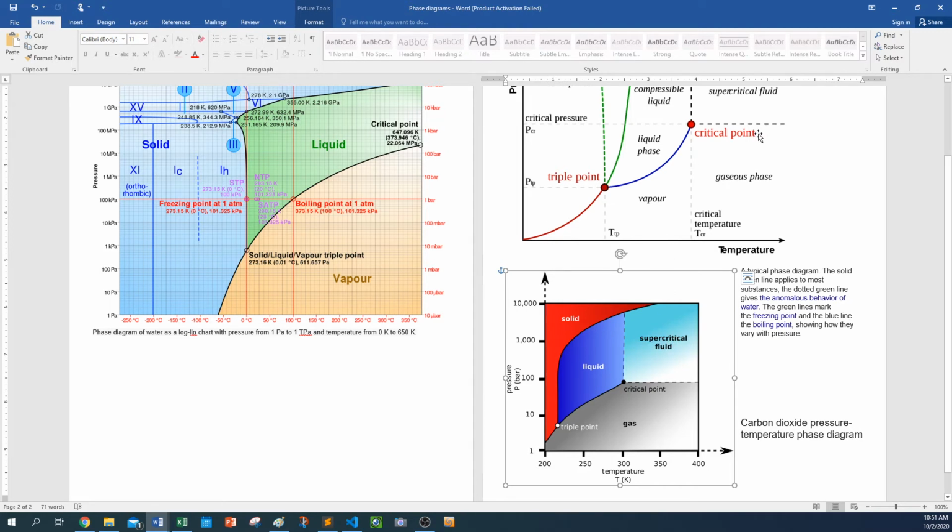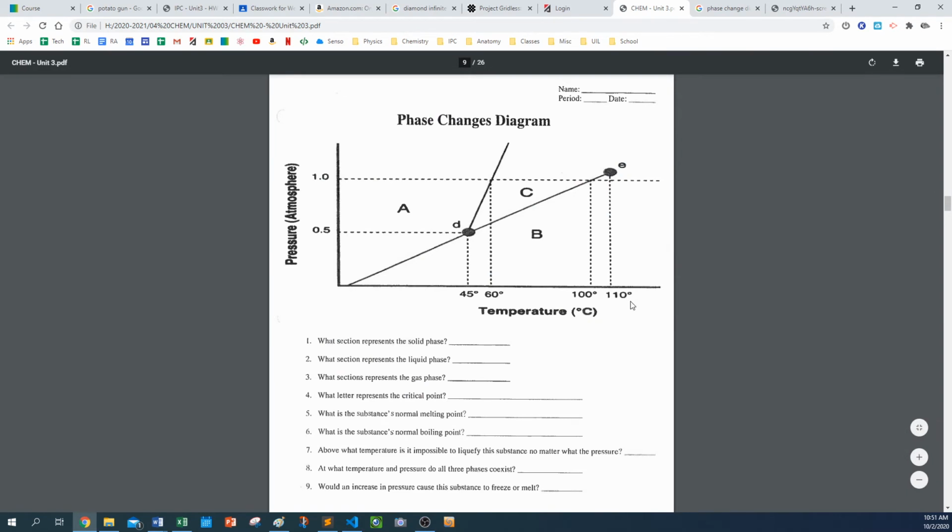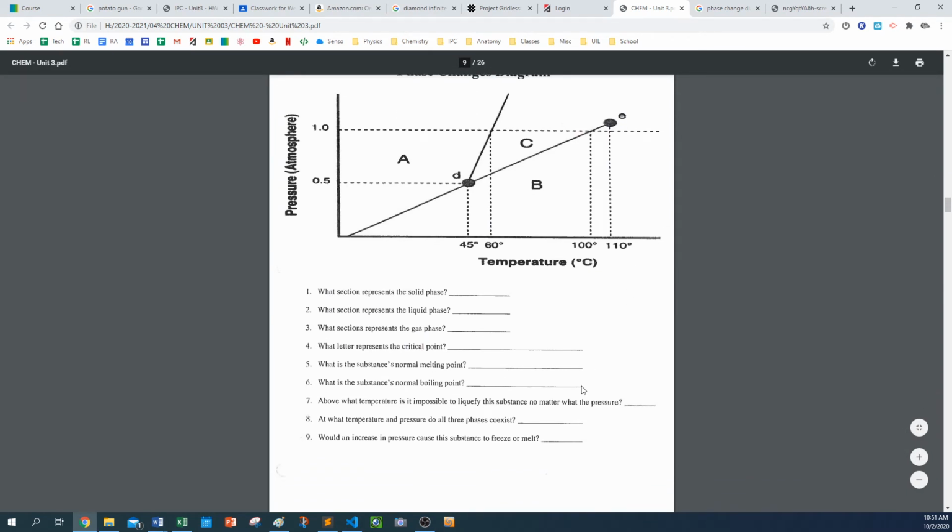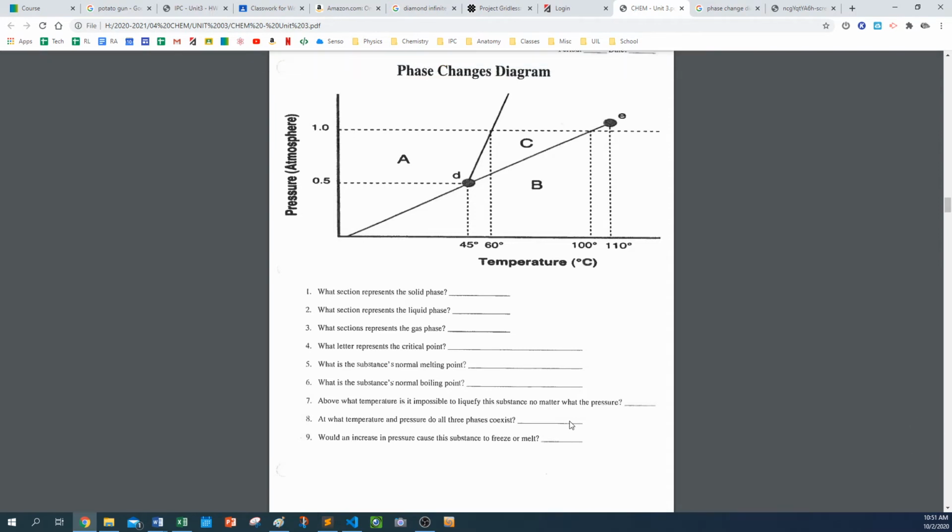But there is a region in which you can't be a liquid after a certain temperature. So above 110 degrees Celsius, it can no longer exist as a liquid. It can be some sort of fluid, but we can't call it a true liquid. At what temperature and pressure do all three phases coexist? 45 degrees and 0.5 atmospheres.